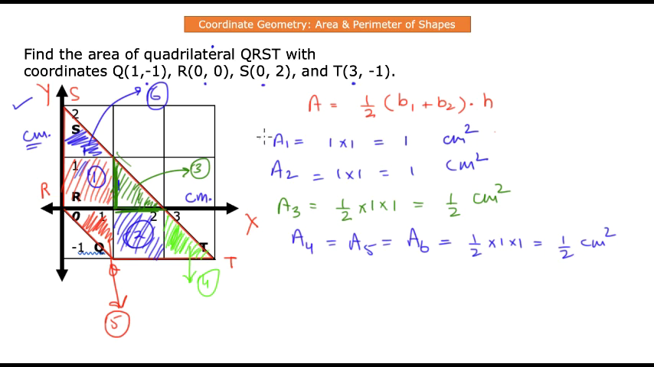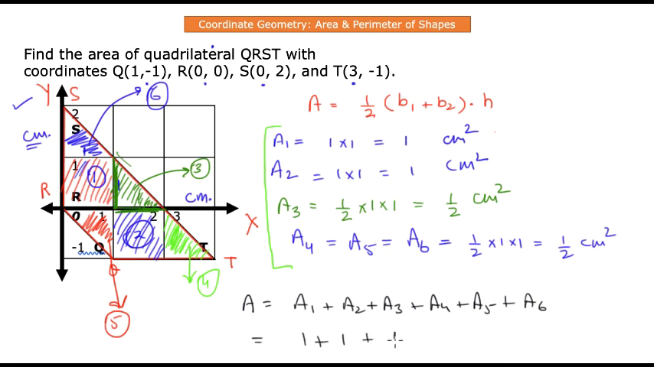So what will be the total area in this case? The total area will be simply a summation of all of those 6 individual areas that we have computed, correct? If I were to rewrite this, the total area will be A1 plus A2 plus A3 plus A4, A5, A6, and that is equal to 1 plus 1 plus 4 times 1/2. I am taking this 1/2 from here, and there are 4 of those. Or in a nutshell, you will say with ease that this total area is equal to 4 centimeters square, right?